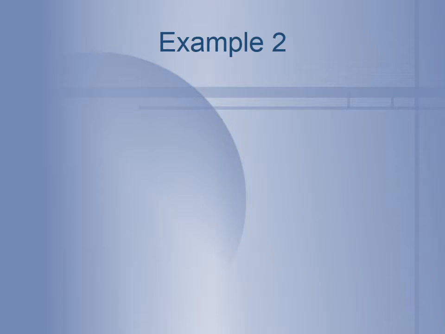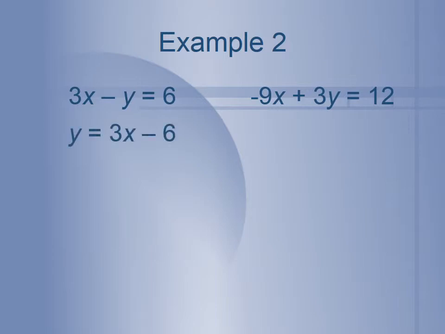Okay? So let's look at an example. We have these two equations, and we want to know, are they parallel or are they not parallel? So the first thing we have to do is put them into y-intercept form. So for the first equation, we're going to subtract 3x from both sides and then multiply everything by -1, and we get y equals 3x minus 6. On the second equation, to solve for y, we're going to add 9x to both sides and then divide everything by 3.